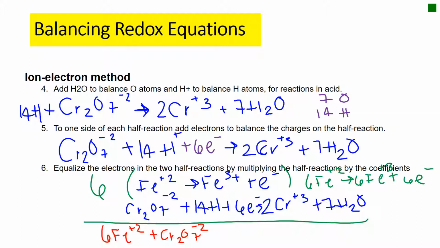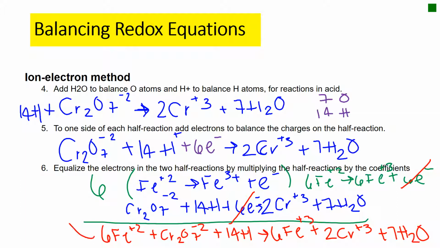Then you have 14 hydrogens on the left but not on the right, so it goes at the bottom. Then you do have 6 electrons, so those cancel each other out and those don't go at the bottom. Then you have 6 Fe's on your right but not on your left, so it goes at the bottom. Same with your chromiums. And with your 7 waters. So that is going to be your overall reaction.